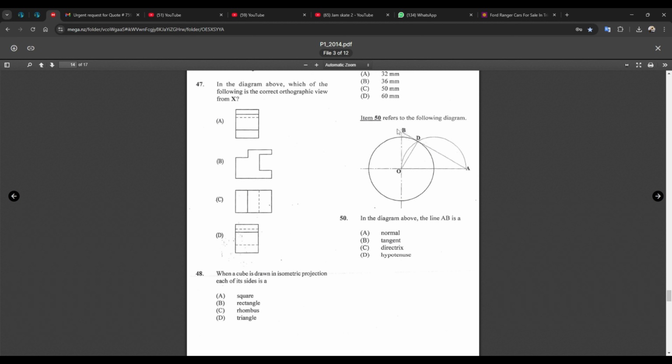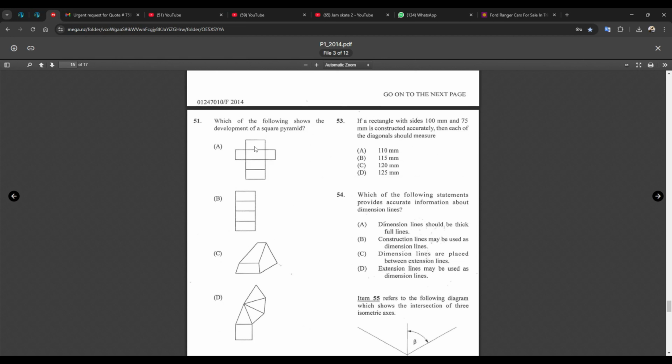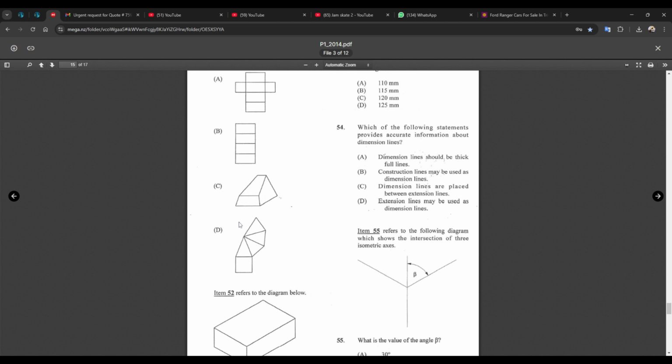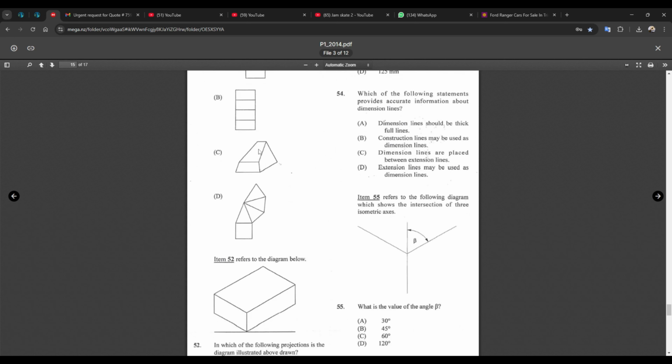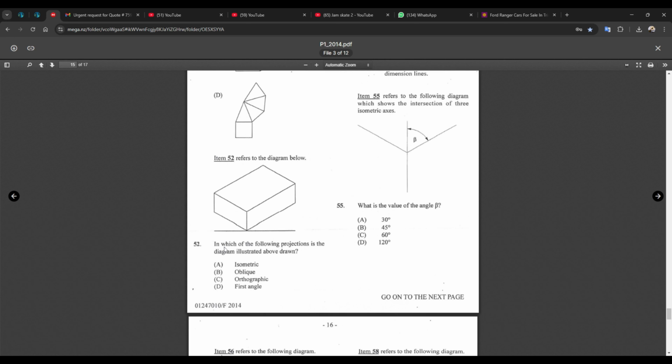Number 50. In the diagram above, the line AB, so this is AB, AB is definitely a tangent. B. Number 51. Which of the following shows the development of a square pyramid? The answer is D. D for dog. We can clearly see here that the base of the pyramid is square, and then we have the 4 sides. None of the others are square-based pyramids.